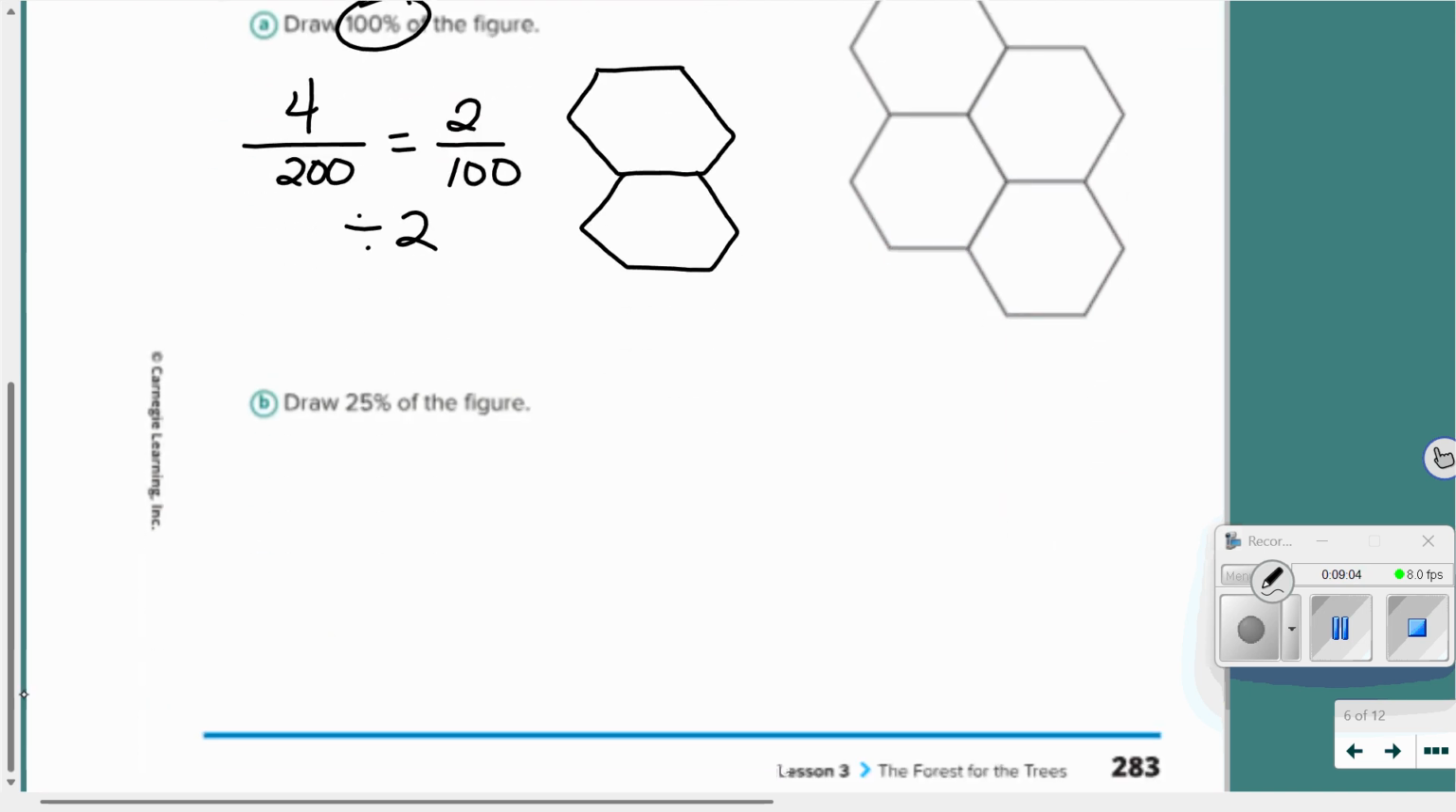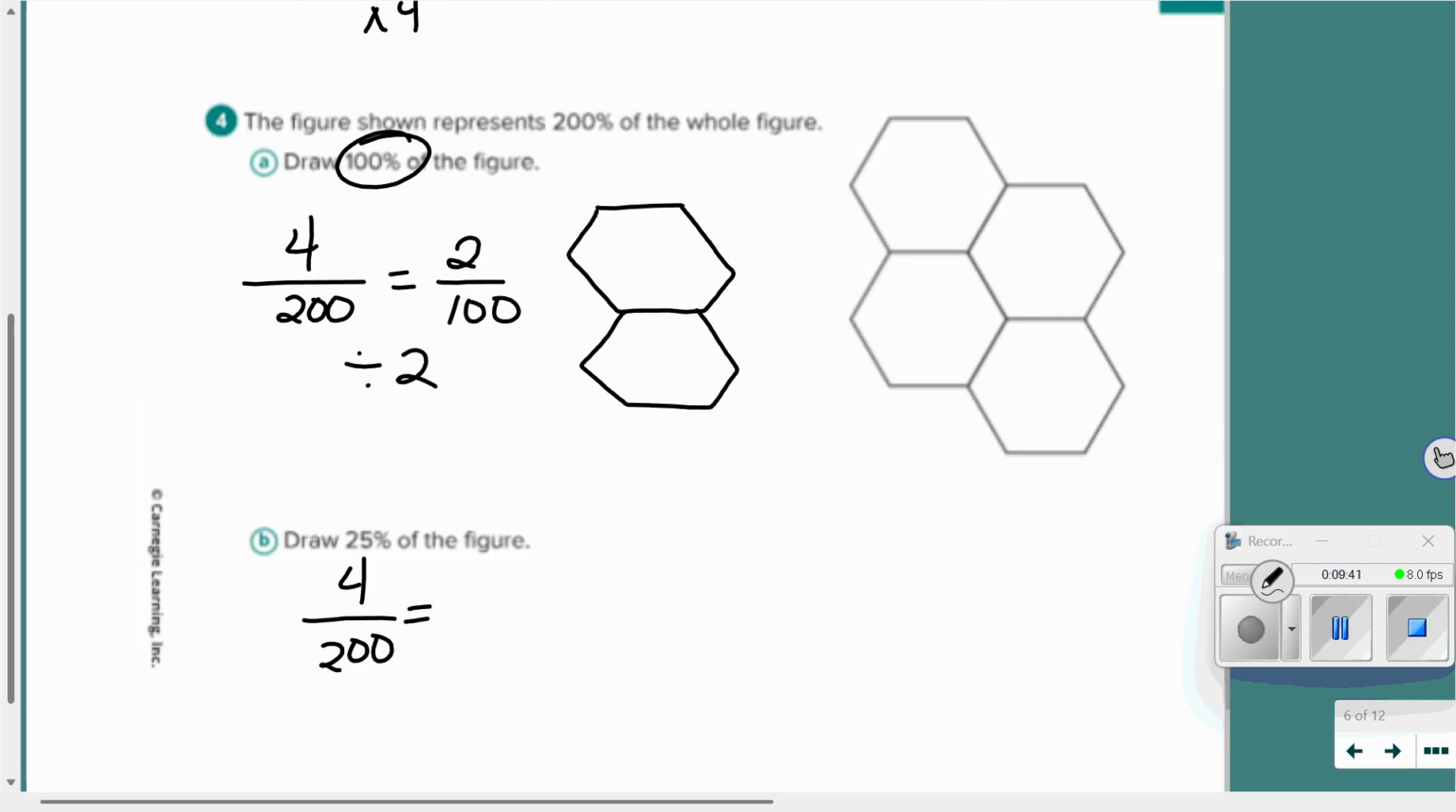And the last one, 25% of the figure. So the figure is 4 is 200, yes? Sorry. I'm trying to figure out how. I'm almost positive I've done it wrong in every other class except for this one. That's funny.